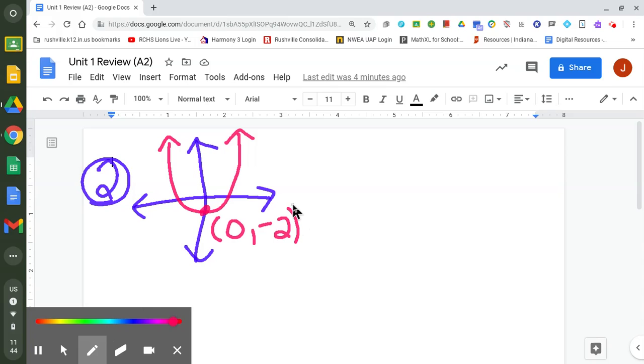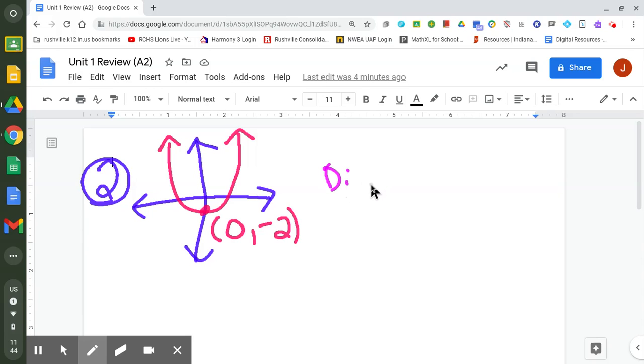So on number 2, you are shown a picture of a graph, and you are asked to determine its domain and range. Again, the domain is the x values. And so when we're looking at a graph, when we're looking for domain, we always look for the lowest x value and then the highest x value.